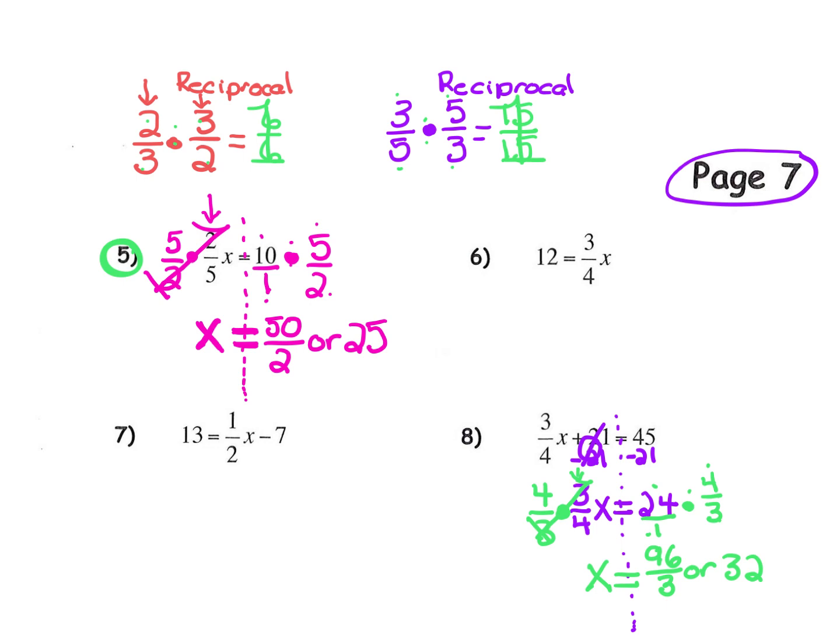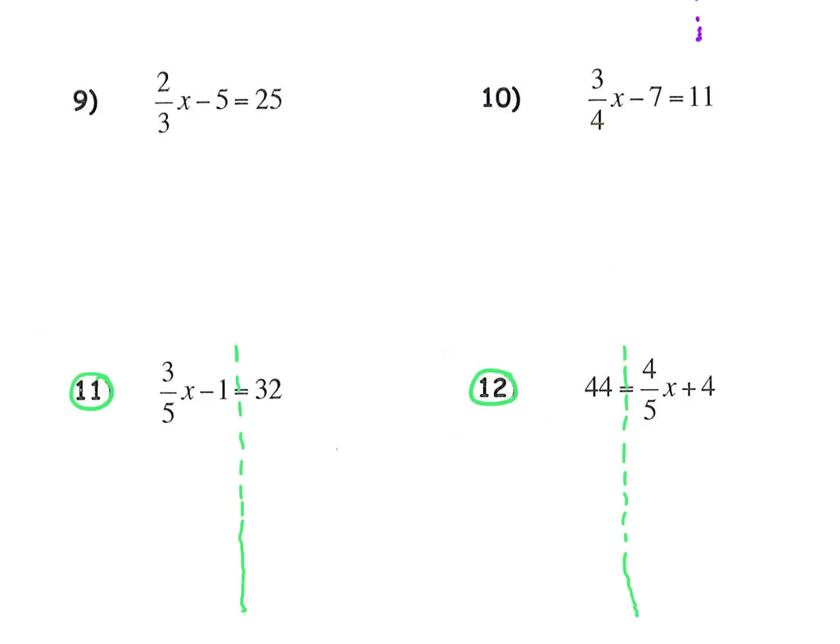Let's take a look at some of the problems on the bottom of the page. Let's take a look at number 11 now. Drop a dotted line down the equation, and let's eliminate our first term. Let's add 1 to the left and to the right to zero out that term. We're left with 3/5 times x equals 33.